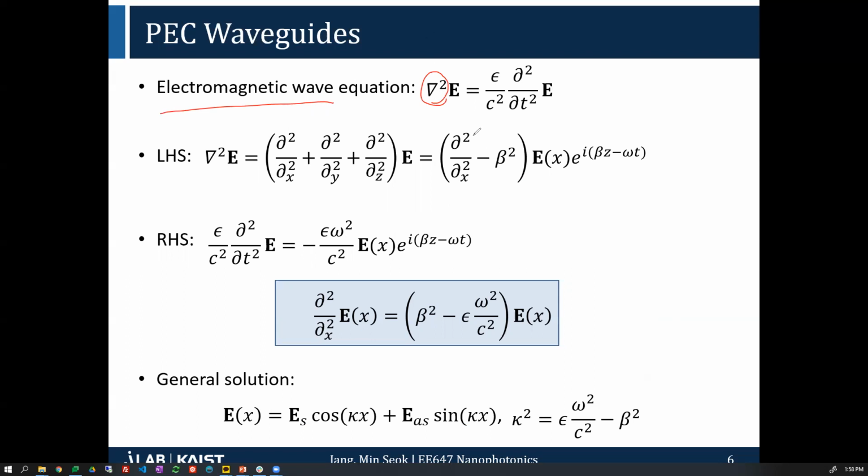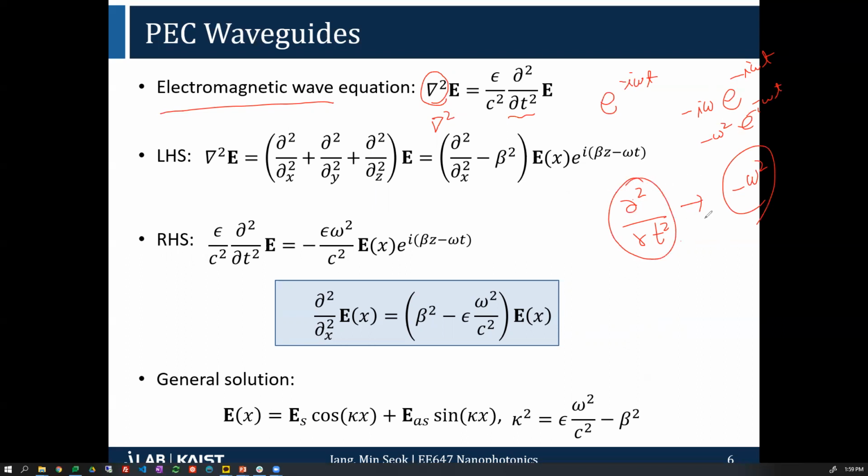Electromagnetic wave equation is composed of Laplacian and second order derivative along time direction. And because we are assuming e to the minus i omega t time dependence everywhere, this is a time harmonic. We are only interested in time harmonic fields. Taking one time derivative gives you minus i omega e to the minus i omega t, and then one more time gives you minus omega squared e to the minus i omega t. So the second order time derivative becomes minus omega squared.